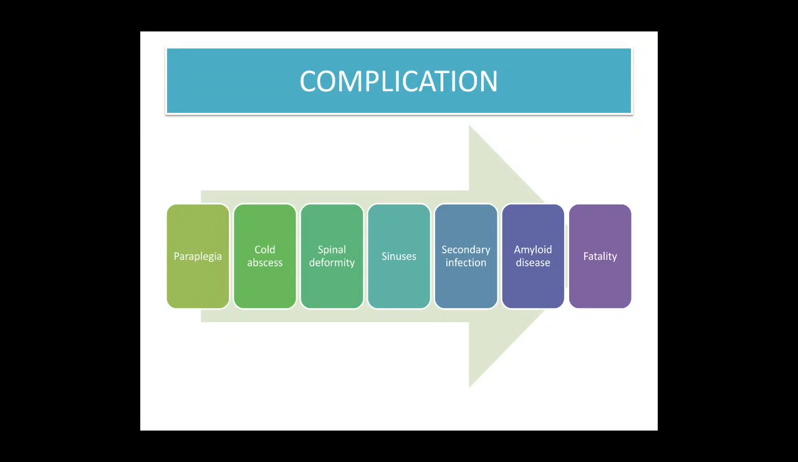So coming to the complications where we stopped last time. The last slide was on the complications. So it can result in paraplegia, cold abscess, spinal deformity, sinuses, secondary infection, amyloidosis, and finally death.